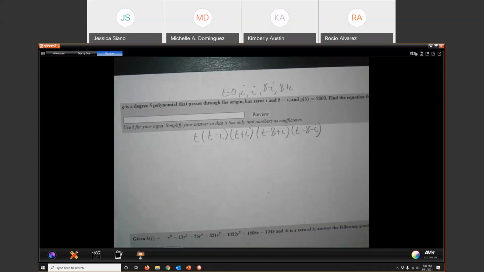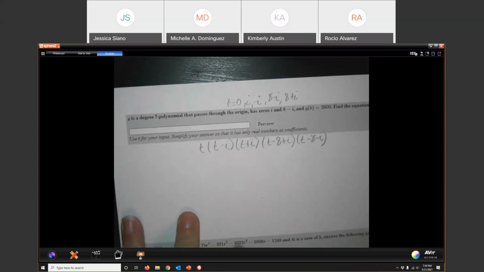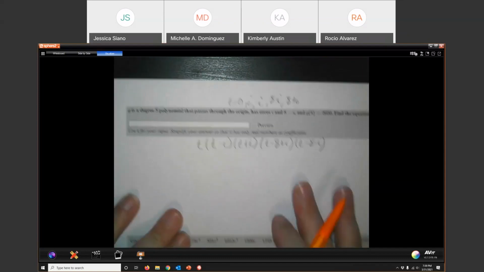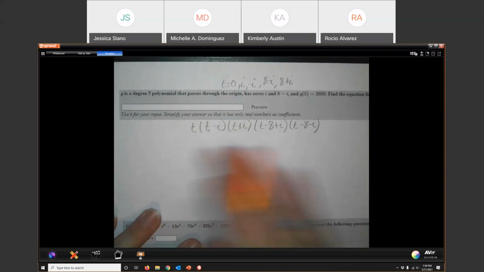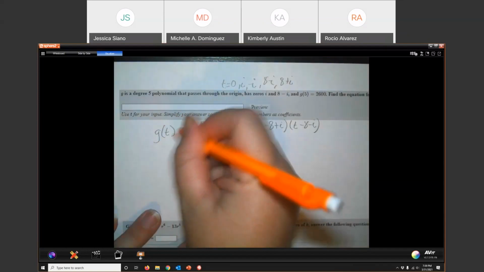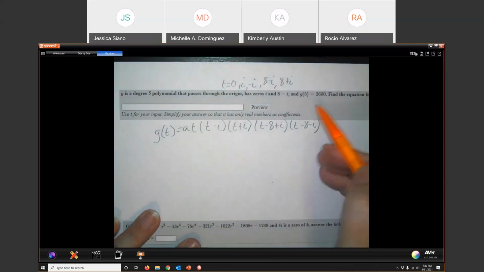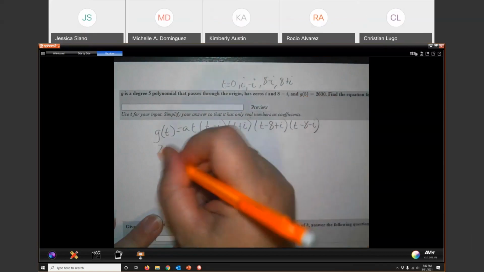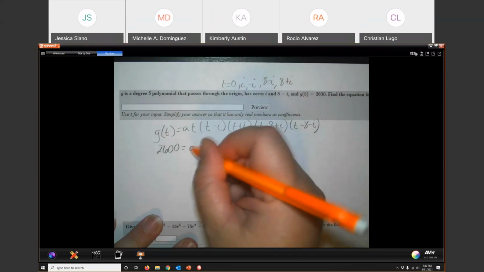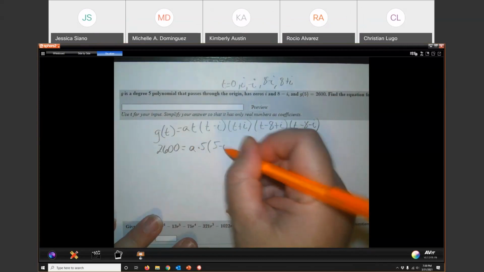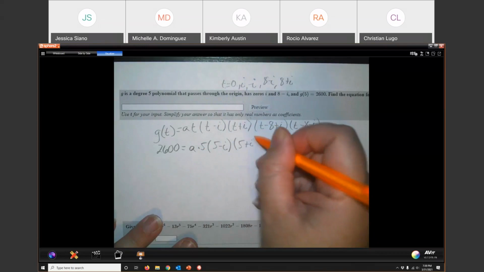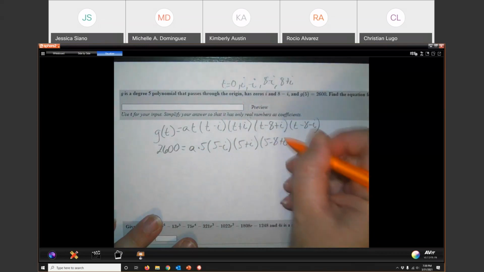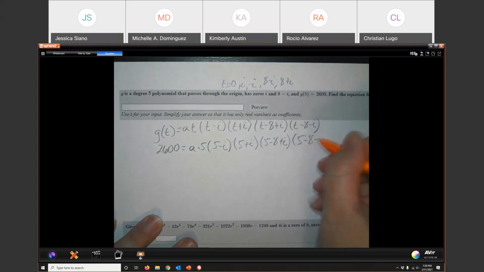Right, because if I set each one of these 5 factors equal to 0, I would get each one of those 5 roots. So the only thing I'm missing here is a leading coefficient, and that's why they gave me this point. Because if I plug in 5 for t, I should get 2600 for g. So 2600 equals a times 5 minus i, times 5 plus i, times 5 minus 8 plus i, times 5 minus 8 minus i, times 5.